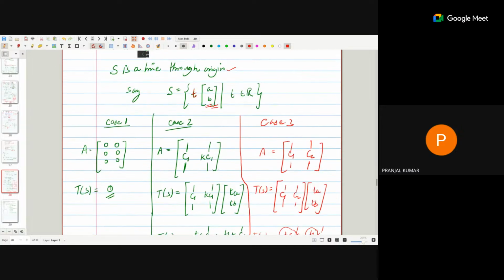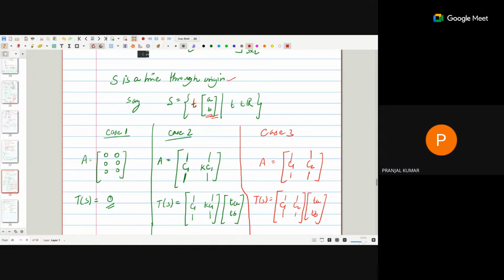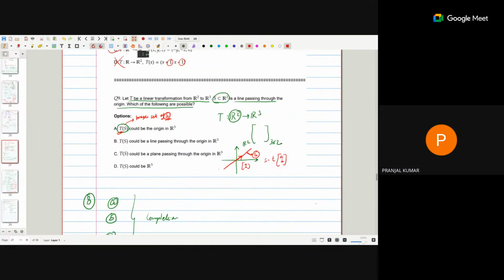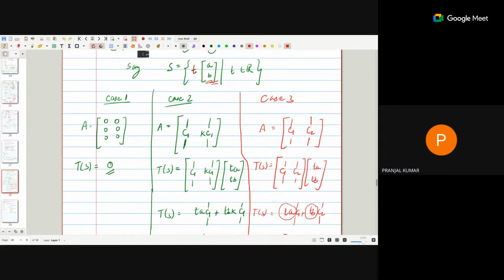Now there are multiple cases, because they have not defined anything regarding this linear transformation. So we have to consider each and every case. This is a 3 cross 2 matrix. Again, 3 cross 2 matrix. You know that it has only 2 columns. So I have taken all the 3 cases.